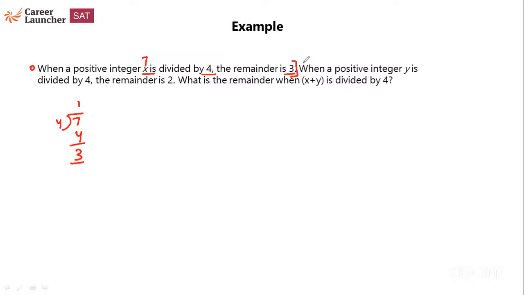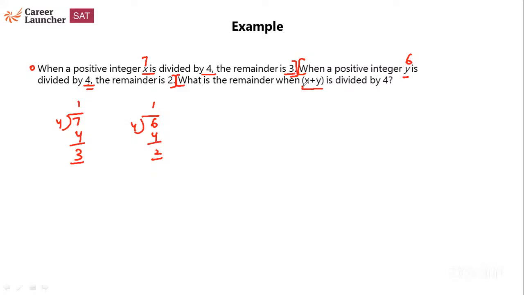First sentence satisfied. When a positive integer y is divided by 4, the remainder is 2. Now, what can be a number, smart number, such that when you divide by 4, the remainder is 2? What if you take 6? 6 divided by 4. 4 ones are 4, the remainder is 2. So second sentence done. You can take y as 6.